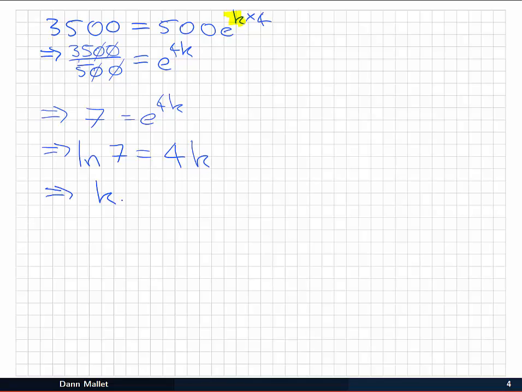Finally, we can write down, by dividing both sides by 4, that k is equal to the natural log of 7 divided by 4. You can write that as a decimal if you like, but it'll go on forever, so I'm just going to keep it in this form.